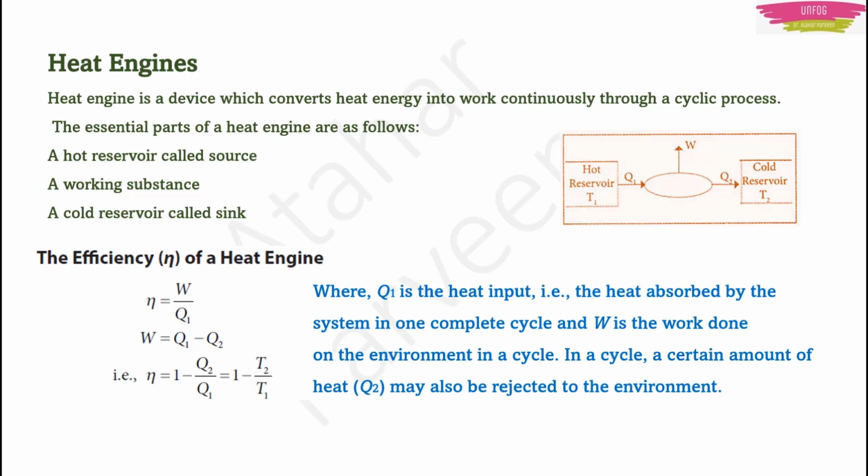Now as I told you, this Q1 is the heat input, that is the heat absorbed by the system in one complete cycle. W will be the work done on the environment in a cycle, and in a cycle a certain amount of heat Q2 may also be rejected or given to the environment. This is all I told you already.